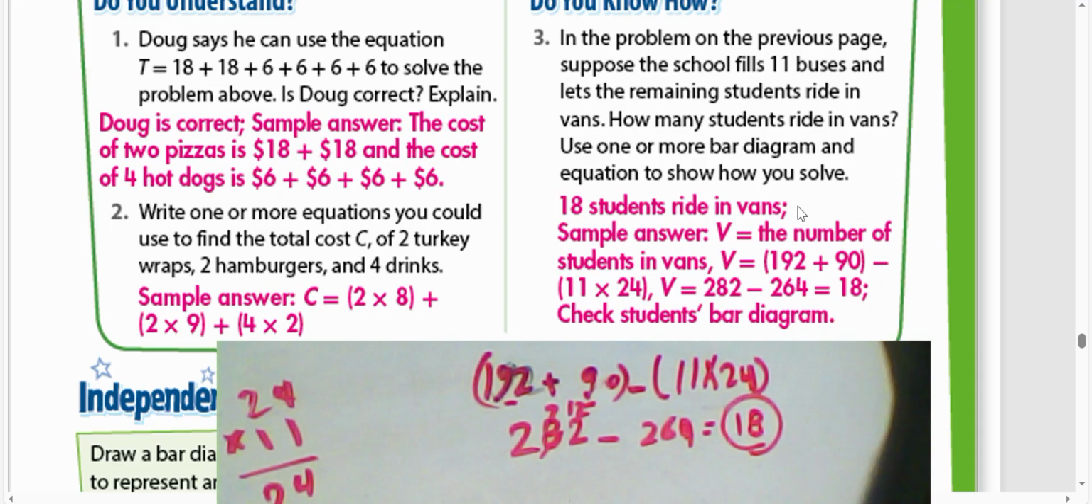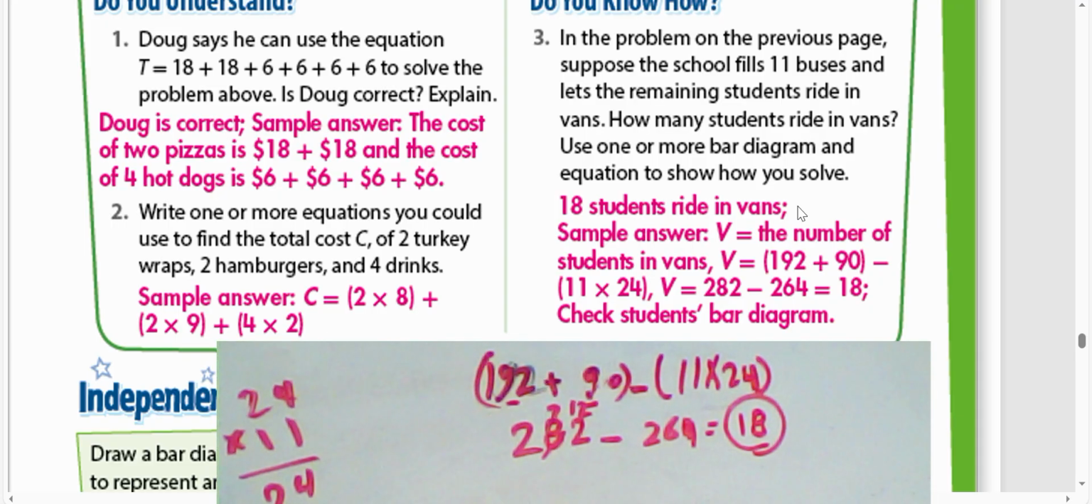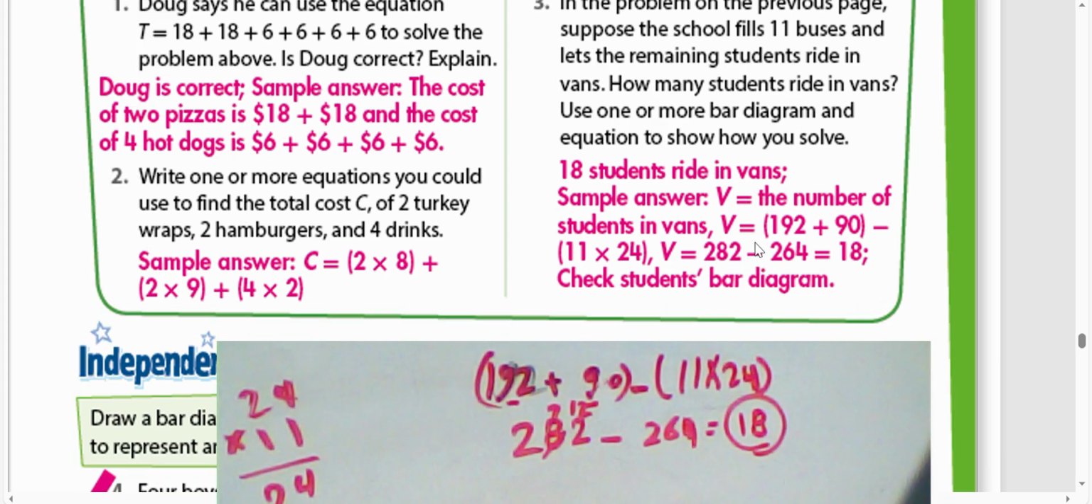Simple answer: V equals the number of students in vans. V equals 192 plus 90 subtract the product of 11 and 24. The difference between them equals 18 students. You can also use a bar diagram to find the answer.